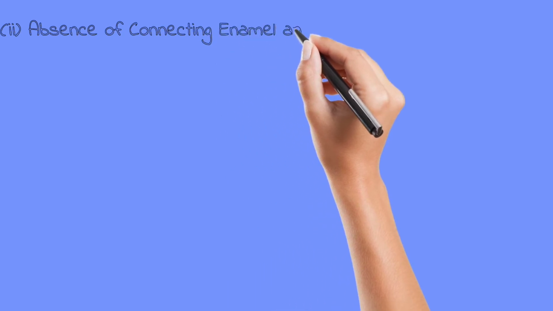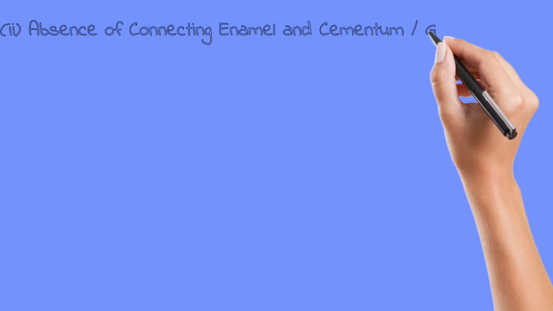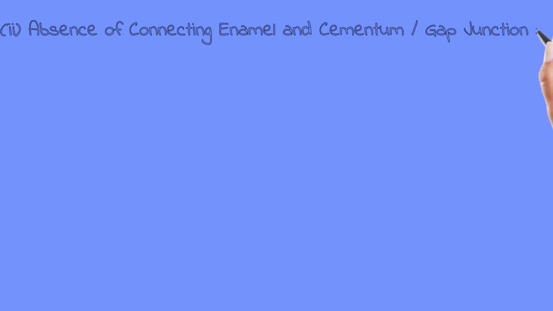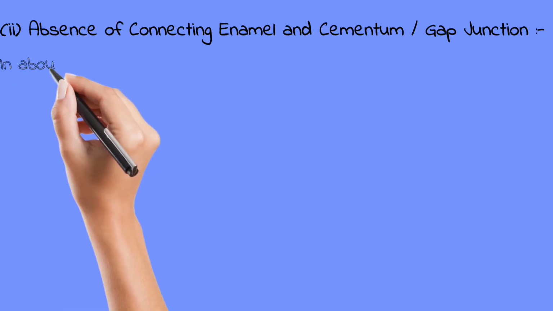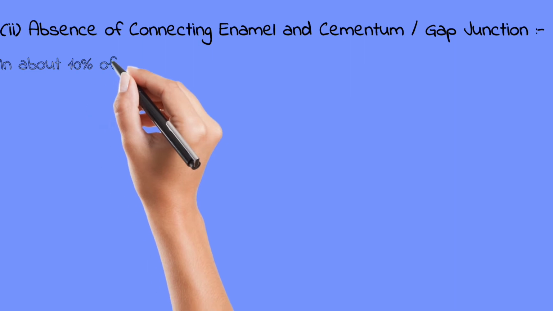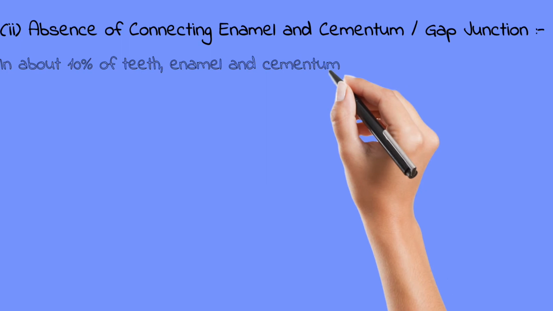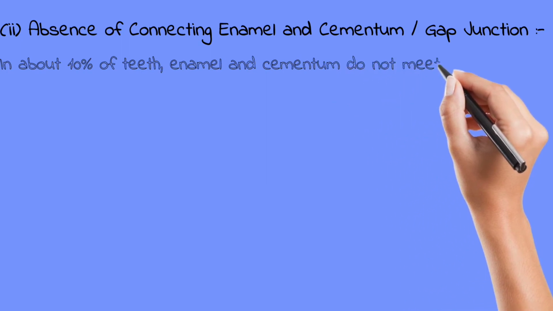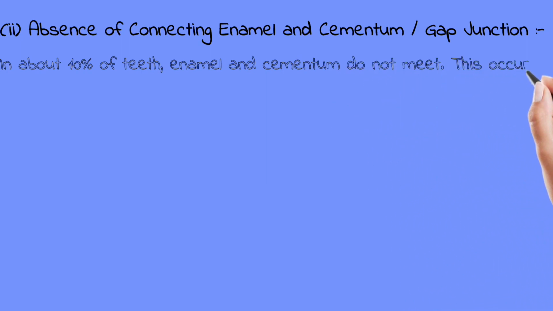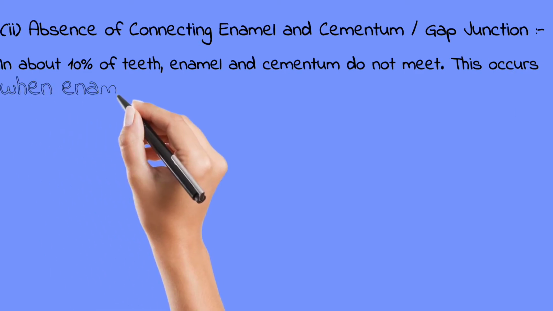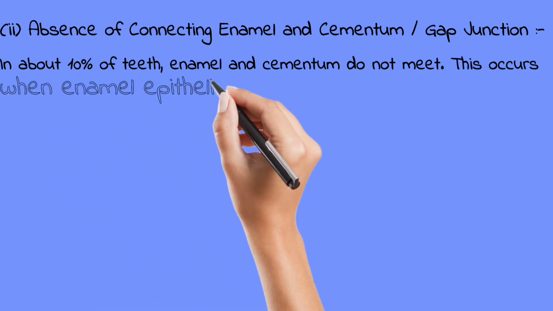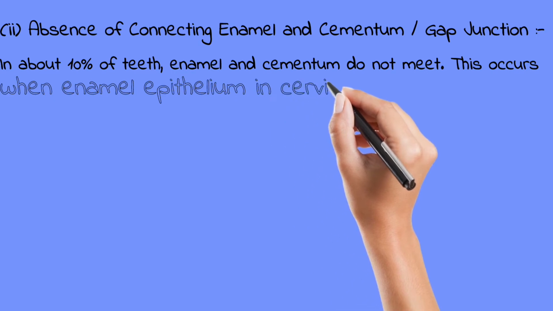These are mainly found in 30% of the teeth, and the cementum meets the cervical end of the enamel in a relatively sharp line. Next, we have the gap junction. These gap junctions are found in only 10% of the teeth, the least quantity. Here the enamel and the cementum do not meet. The cause is that the enamel epithelium in the cervical portion of the root is delayed in its separation from the dentine.